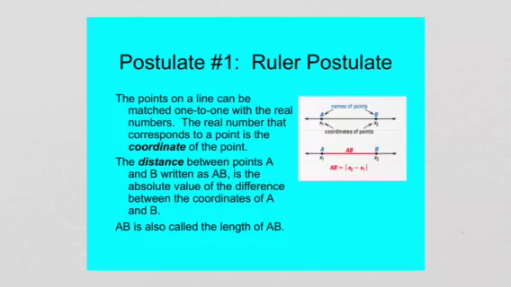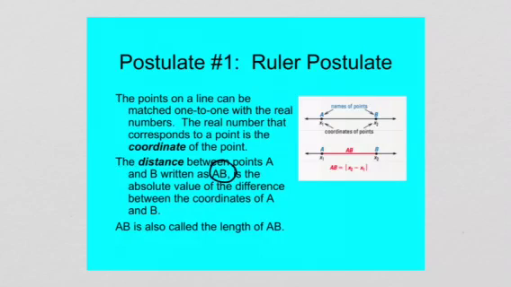So looking at the first postulate, and they number them differently in different books depending on the resource they're drawn from. This is the first postulate that we all kind of have to accept, and that's the ruler postulate. That allows us to find distance and length. It says the points on a line can be matched 1 to 1 with real numbers. So we can line up a ruler and actually measure this out. The real number that corresponds to a point is the coordinate. The distance between those are written as AB.